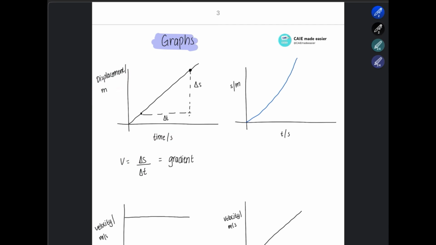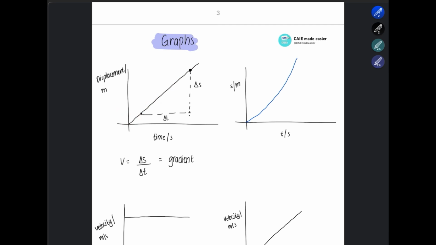Now when you're trying to measure the gradient of a straight line graph, make sure that you use a big triangle. How do you do that? Make sure your points are far apart. It should cover at least more than half of the entire line, okay? So make sure your points are very far apart from each other. This reduces the percentage error in your calculation.